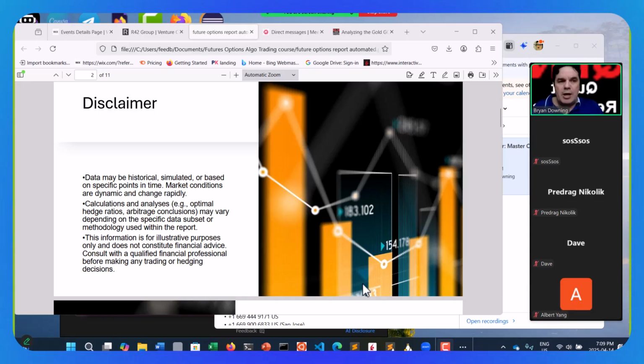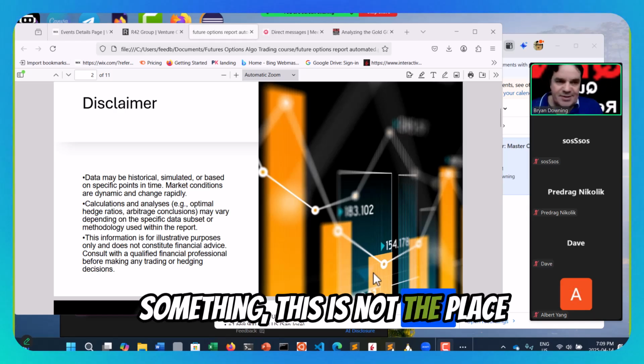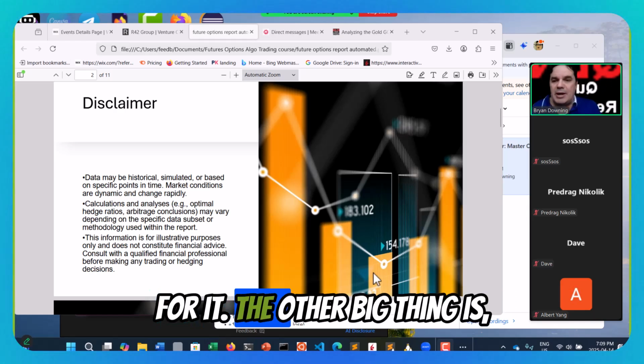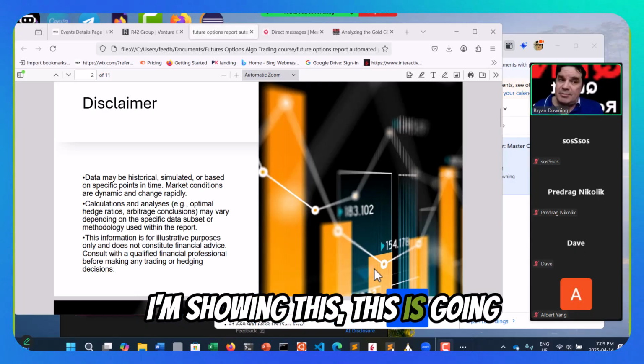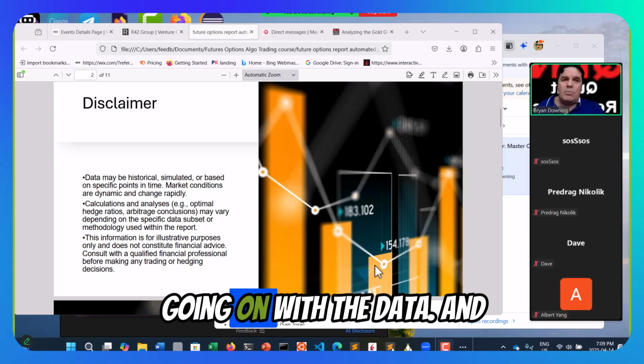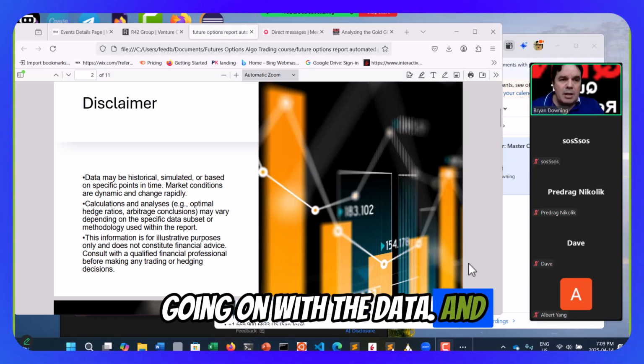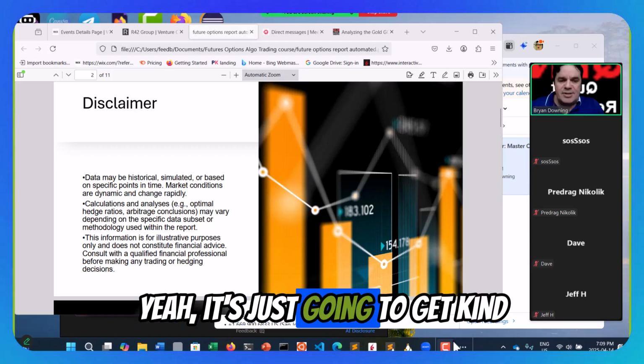The other caveat here is not investment advice. What you see is not to be used to forecast with. This is not the place for it. The other big thing is because this is the first time I'm showing this, there's going to be a lot of weird things going on with the data.